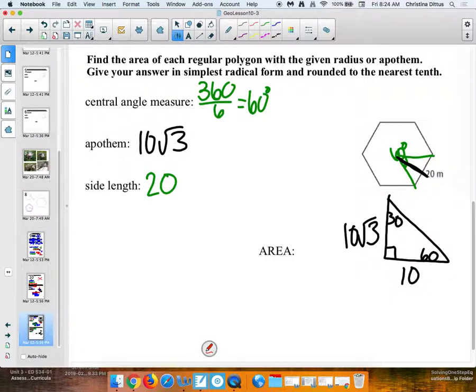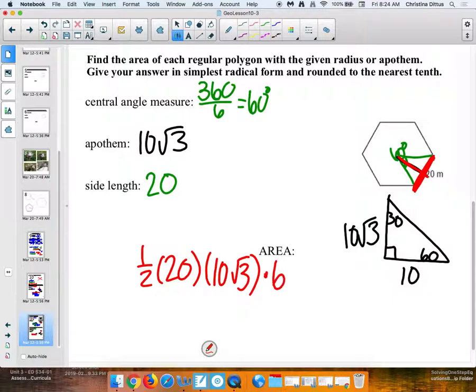Area. Half. What's my base? 20. Height: 10 square root of 3. How many triangles am I going to have? 6. This one you might need help with, maybe we'll see. What's half of 20? 10 times 10, 100, times 6. 600 square root of 3 meters squared.